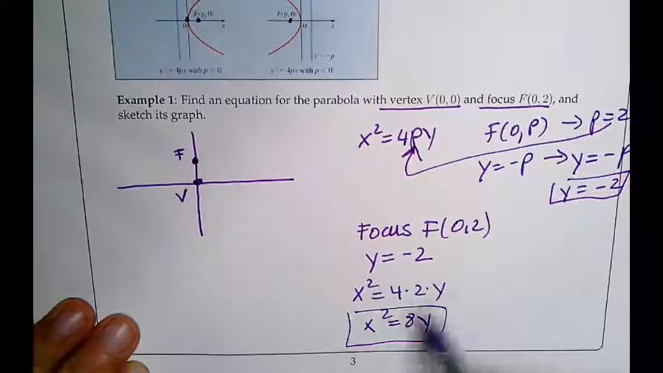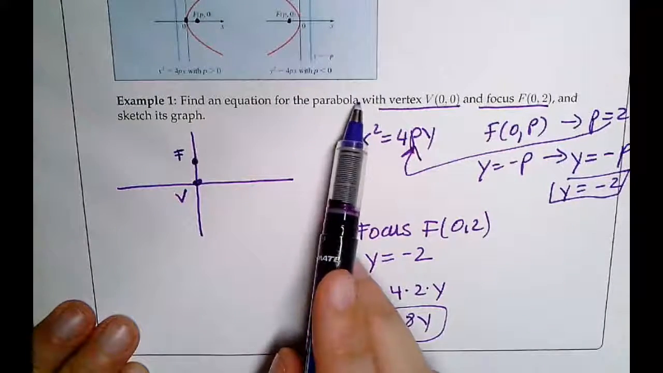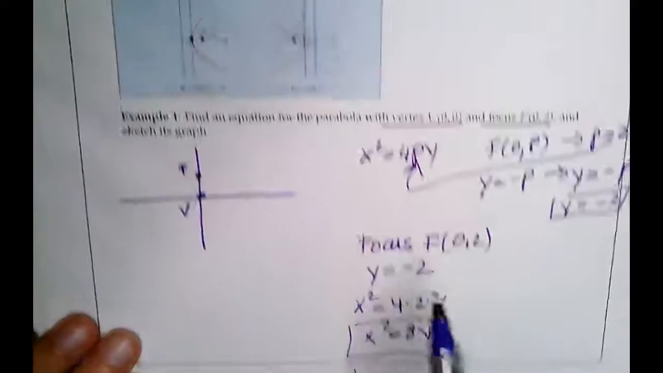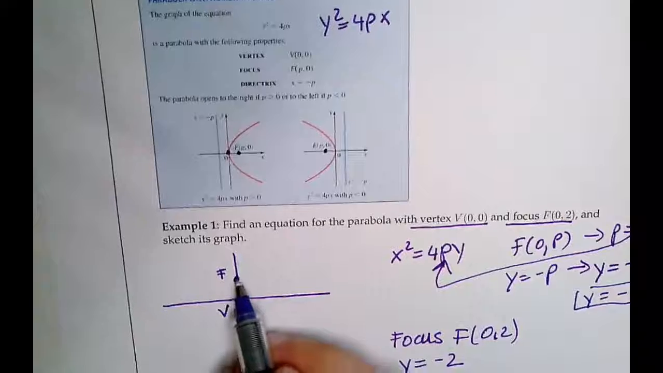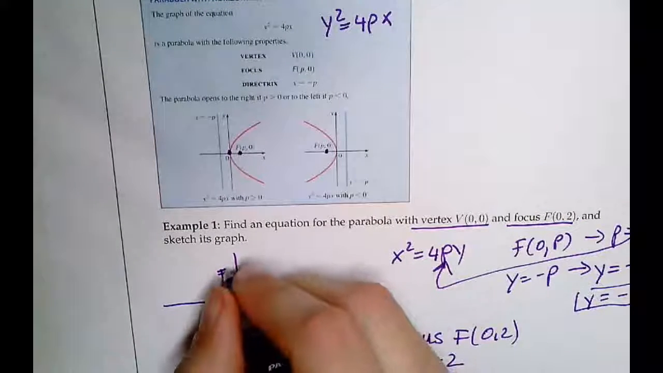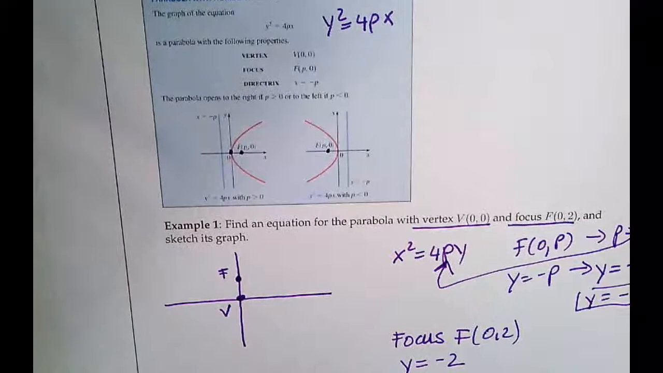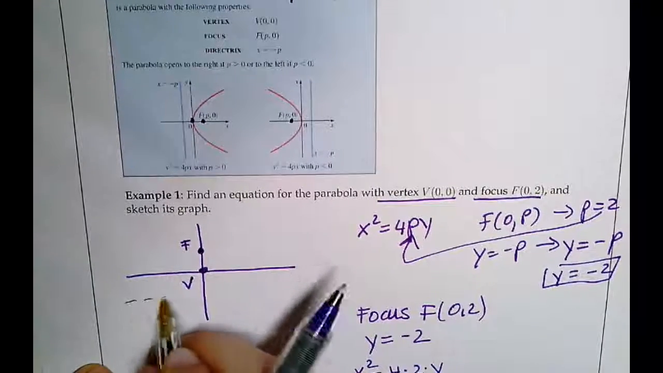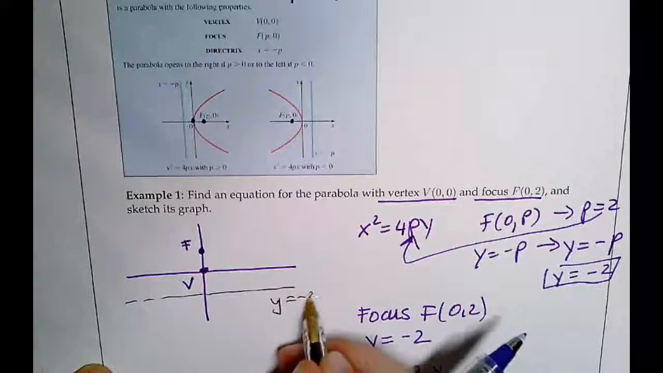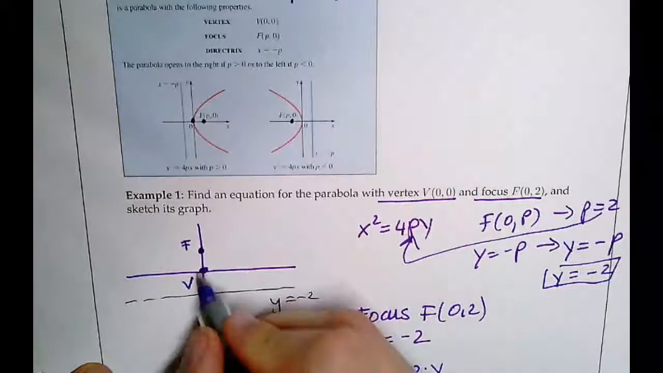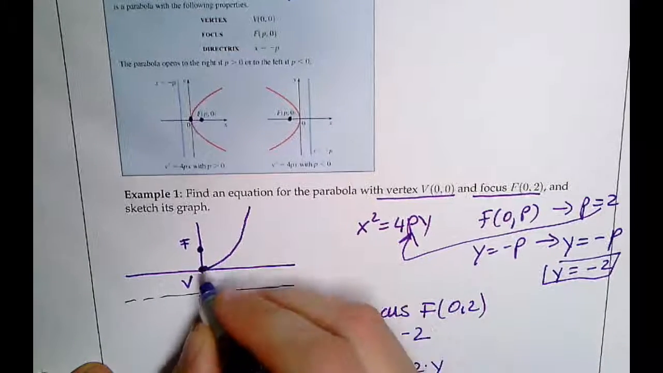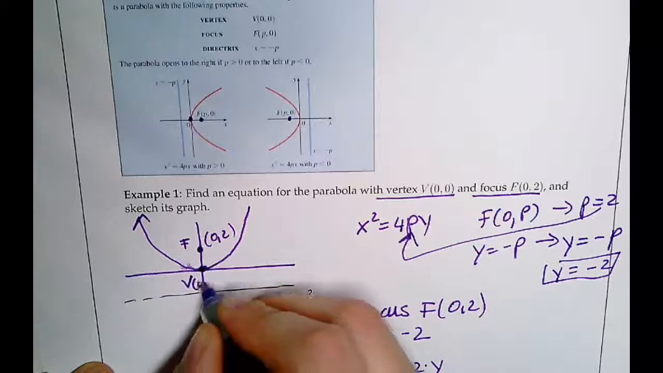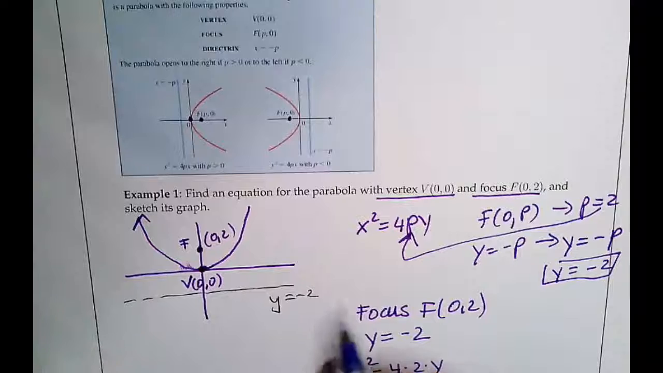So this is what we are asked to find: an equation for the parabola that has this vertex and this focus. And then let's sketch its graph. I sketched the focus, which was the point (0, 2). And then let's sketch the directrix. The directrix is y equals negative 2. So the parabola, the vertex is here, is just going to be like this. So this is (0, 2), this is (0, 0), and this is y equals negative 2.